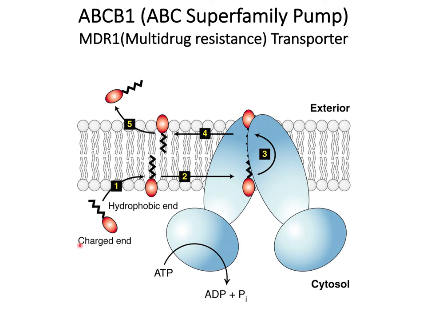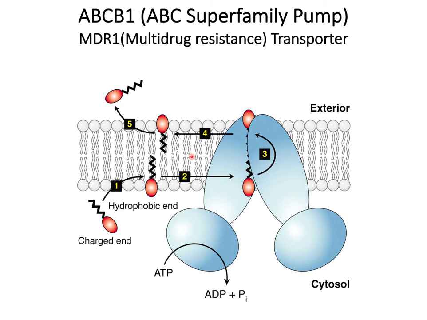What this pump does is take small charged substances, as shown here, and flip them in the biological membrane from the inner leaflet to the outer leaflet, or vice versa. And that's basically the function of the molecule. The ABCB pump is somewhat specific for a single substrate or a group of related substrates.